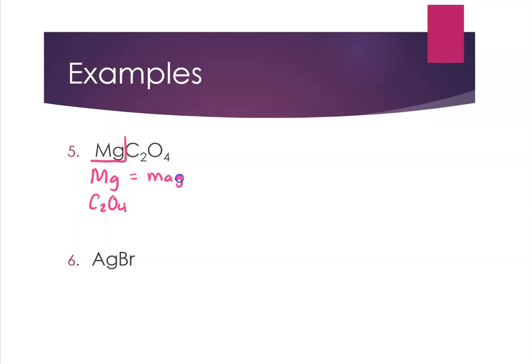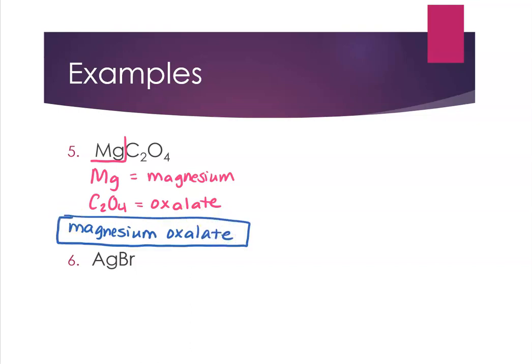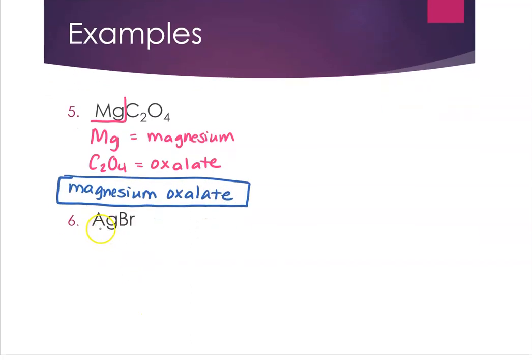So Mg is magnesium, and if we look at our formula sheet, C2O4 is oxalate. And then because it's a polyatomic ion, I don't change the ending at all. So this is just magnesium oxalate. All right, let's do one more here.